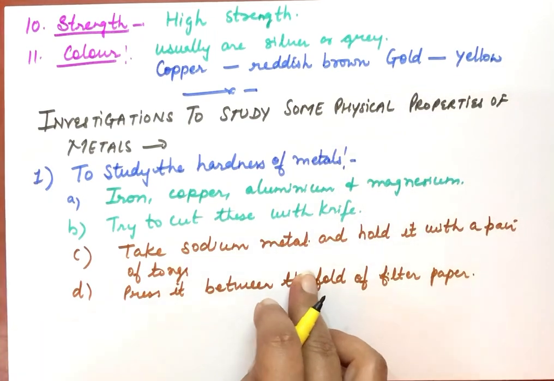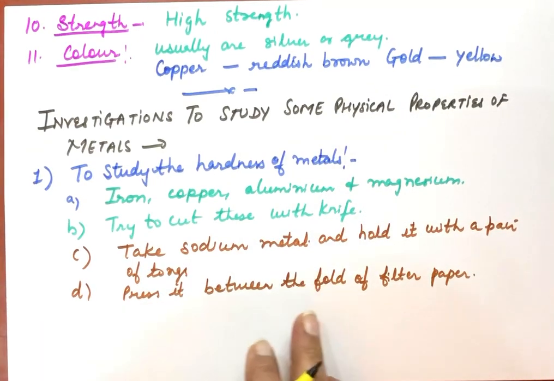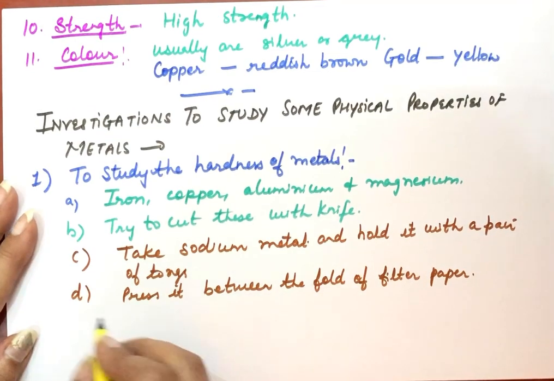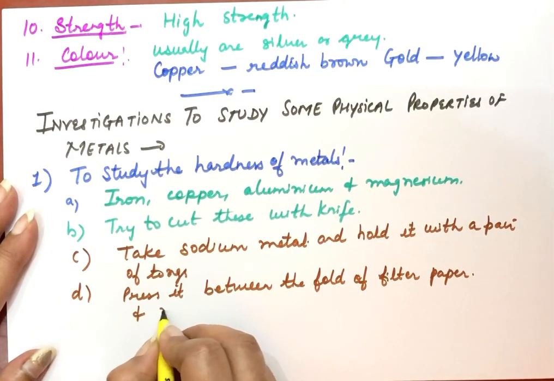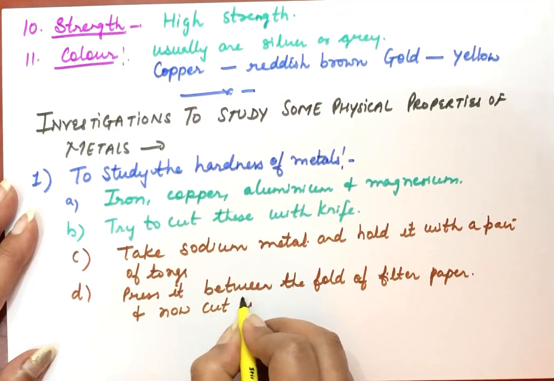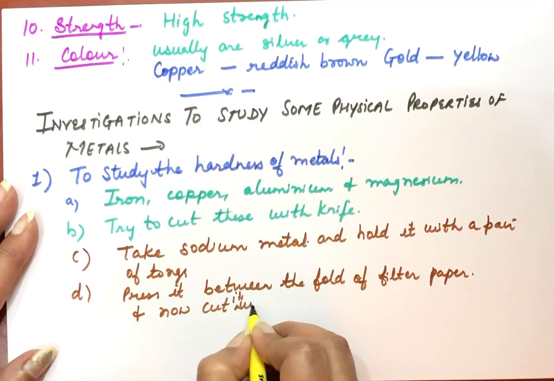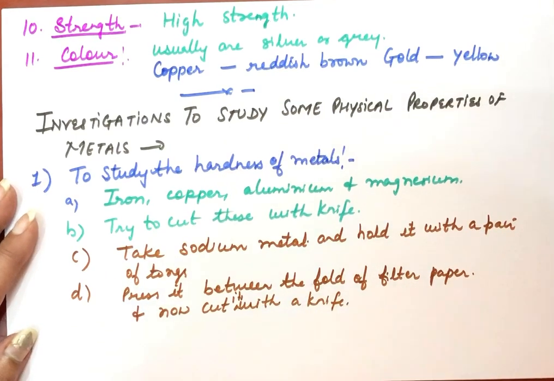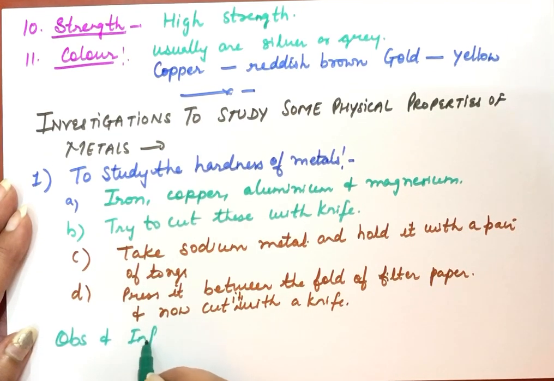So when we take it out, we hold it with a pair of tongs and then press it between the folds of filter paper. And now cut it with a knife. Is it possible to cut it with a knife? Yes, with a knife. So this is what we have to do in this investigation, and then the observation. And what is the result?